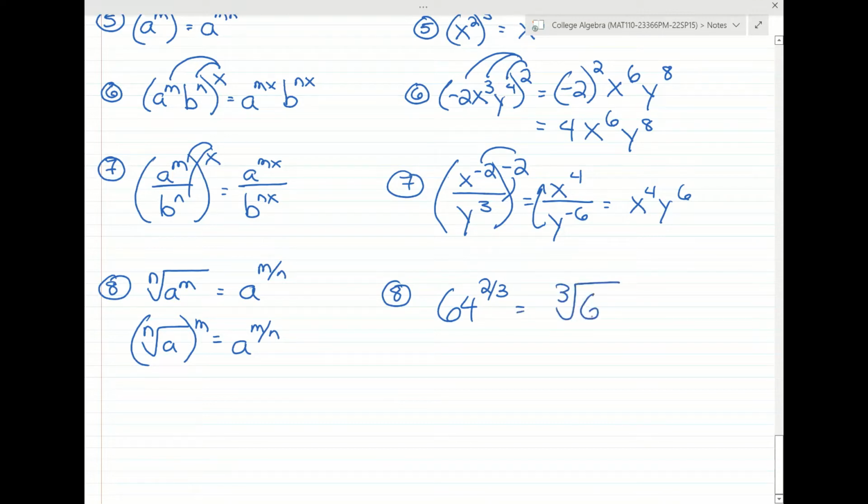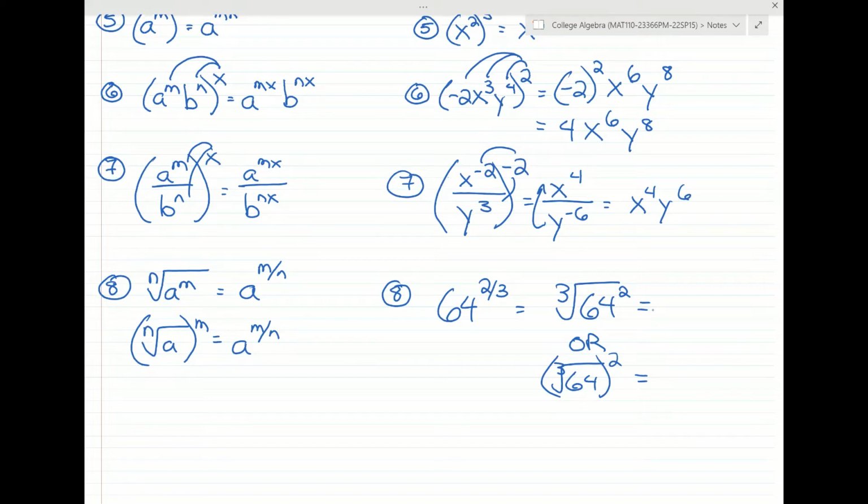So the 3rd root of 64, second, or we could write this, the 3rd root of 64, the second. Which one is easier to do in our heads? Square 64 and take the cubed root, or cube 64 and square that? I don't know what 64 squared is, it's a huge number, right? But what's the cubed root of 64? Square root of 64 is 8. The cubed root of 64 is 4.